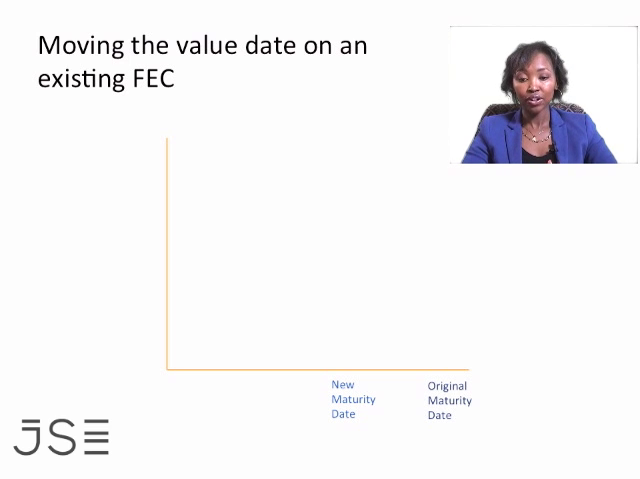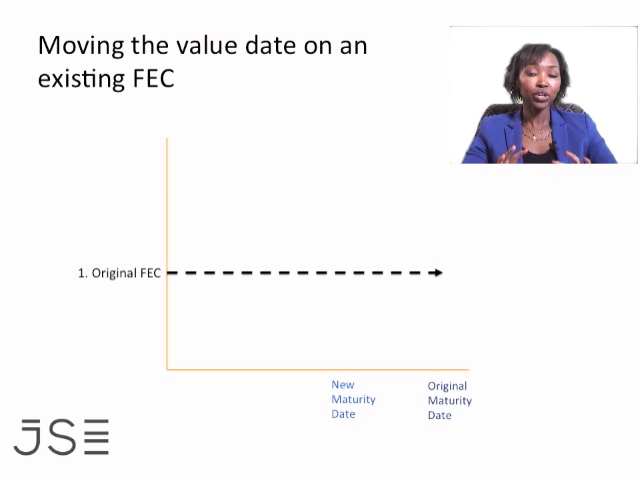So if we look at the slide over here, we've got two dates. Number one, you've got the original FEC. Now if you look at the previous topic of how an FEC is actually calculated, you'll see that it's not as simple as going into a system and just changing the date and pressing enter. The FEC has to be unwound or reversed.